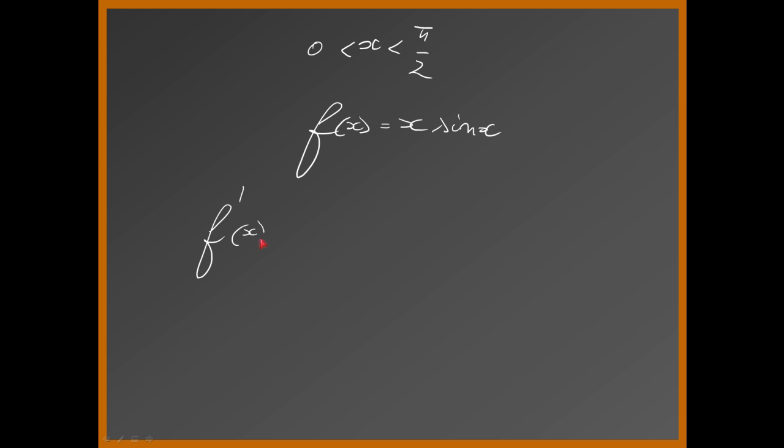When x is between 0 and pi over 2, the function f of x will be equal to x times sine of x. This means that f prime of x will be equal to the derivative of x, 1, that multiplies sine of x, plus the derivative of sine of x, which is cosine of x, that multiplies x.